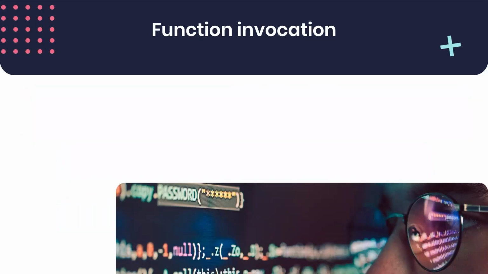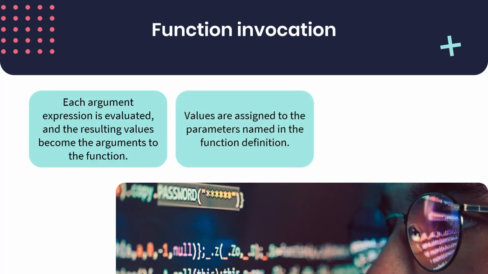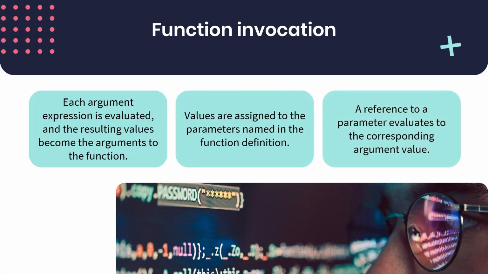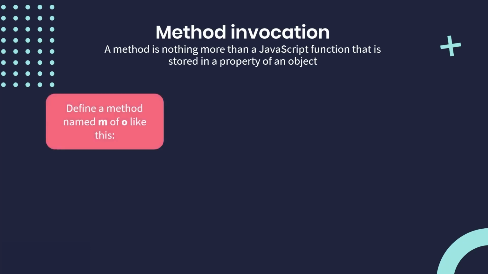In a function invocation, each argument expression, the ones in between the parentheses, is evaluated, and the resulting values become the arguments to the function. These values are assigned to parameters named in the function definition. In the body of the function, a reference to a parameter evaluates to the corresponding argument value. A method is nothing more than a JavaScript function that is stored in a property of an object. If you have a function f and an object o, you can define a method named m of o, like this.